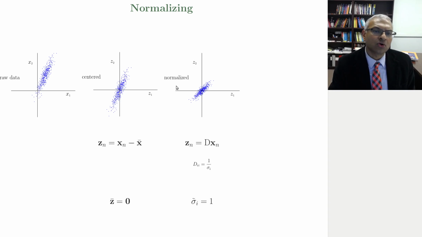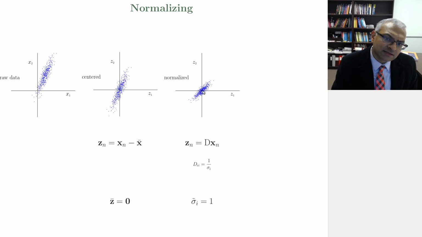Okay? So this is called normalizing the data. So what have we done? We have multiplied the Z1 dimension by a constant and multiplied the Z2 dimension by a constant, okay, and that effectively rescales each dimension independently, okay, so that now the spread in each dimension is roughly the same.